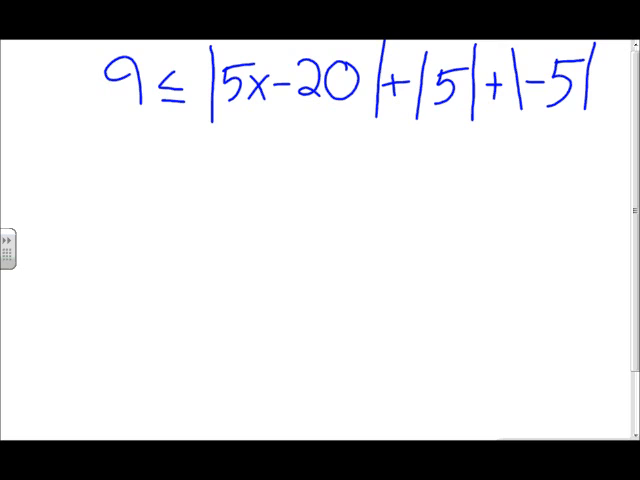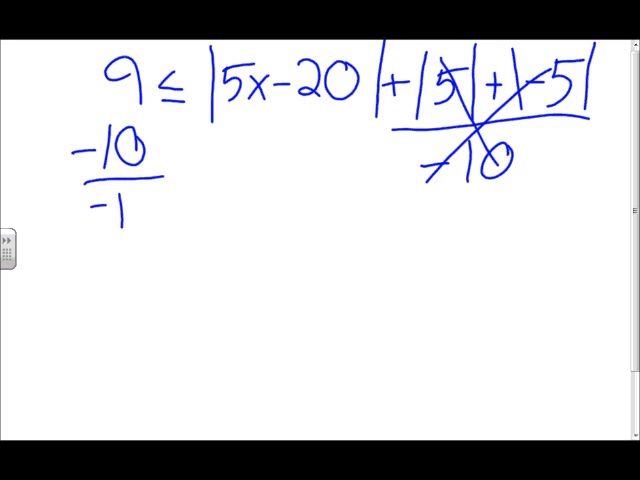The problem is 9 is less than or equal to 5x minus 20 in absolute value bars plus 5 plus negative 5. Both of those are in absolute value bars. Alright, so first we start with the extra part that's over here, since it isn't part of the expression. Since they're single values in the absolute value bars, they're automatically positive. So it would make it plus 5 plus 5. So that would be minus 10 to get rid of both of those at the same time. So we do minus 10 on both sides, and we get negative 1.